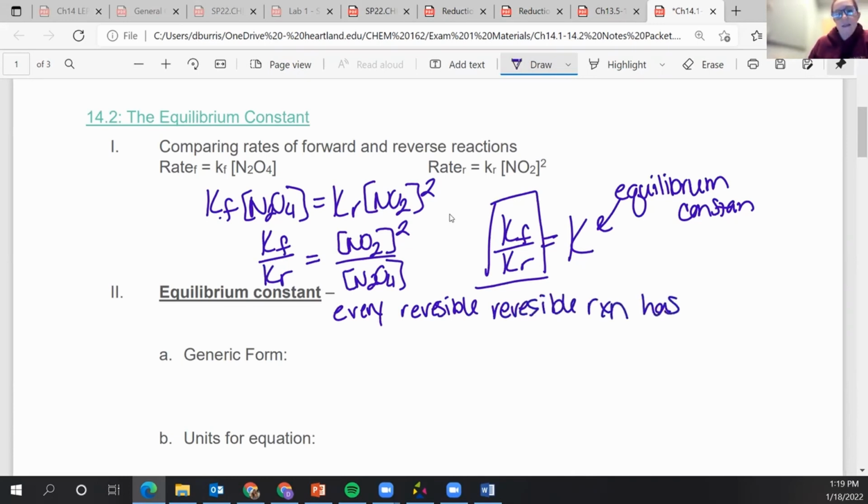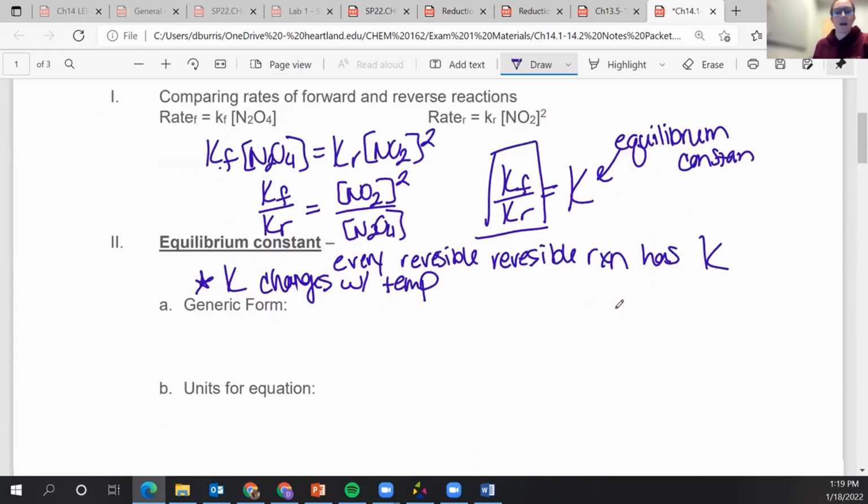Every reaction has a K, and I'm just going to write K. K does change with temperature though, so keep that in mind. K changes with temperature because if it's higher temperature, you can cause more collisions to happen essentially. But how do I actually calculate K? What does big K, the equilibrium constant, mean?